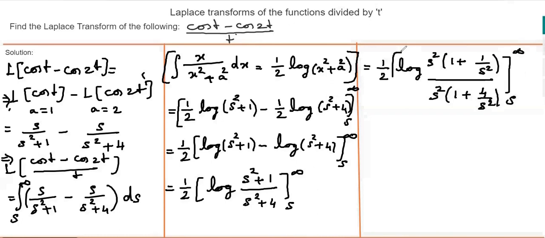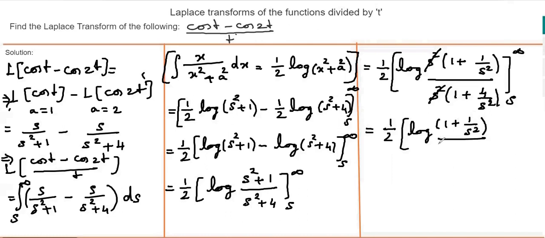The same. Now again the half is there. This s square can be cancelled, both in the numerator and denominator. Now write the remaining one. It is log of 1 plus 1 over s square over 1 plus 4 by s square, with the limits s to infinity.